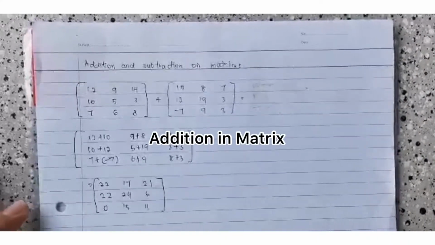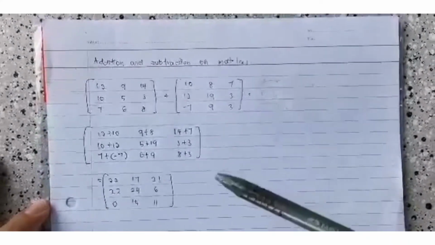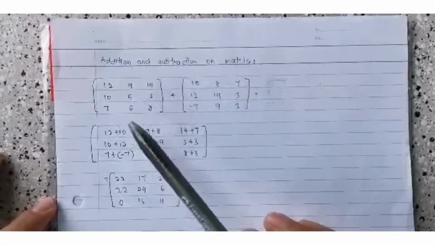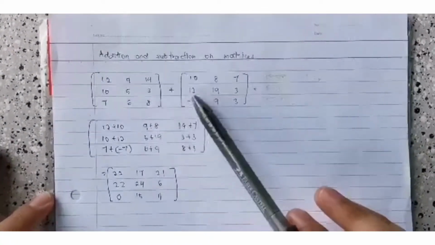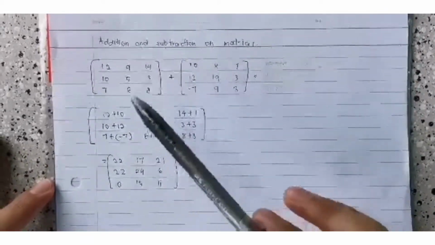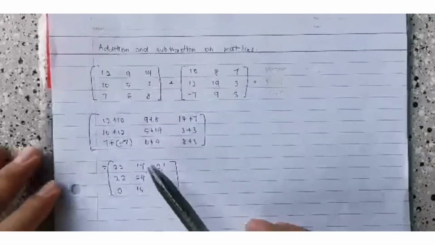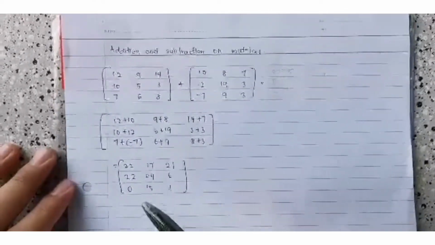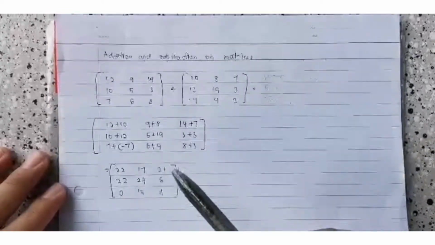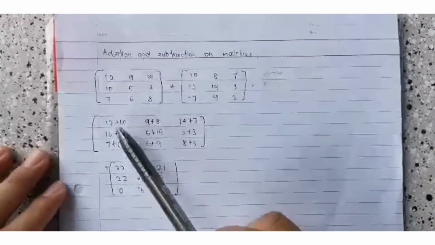Okay, right now this is the part where you learn the addition and subtraction of matrices. You see we have two matrices, which are 3 by 3 dimensions. So how do you add the numbers in these matrices? You just add the corresponding entries like this.